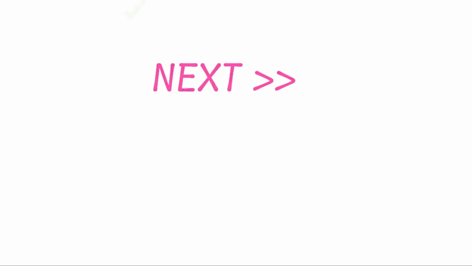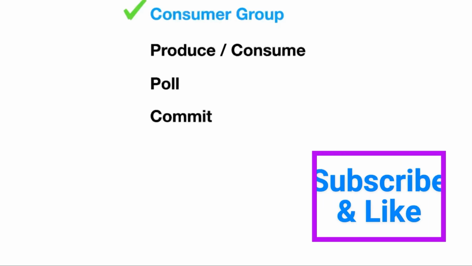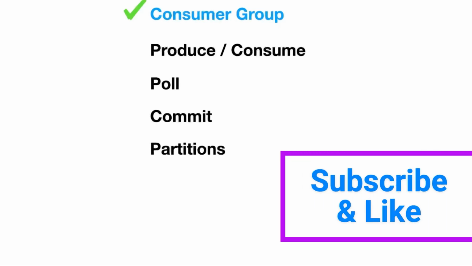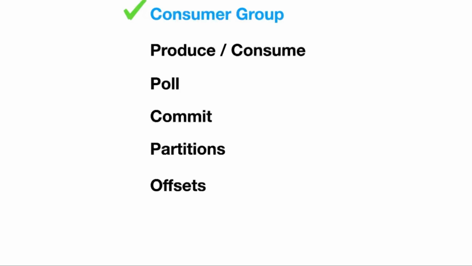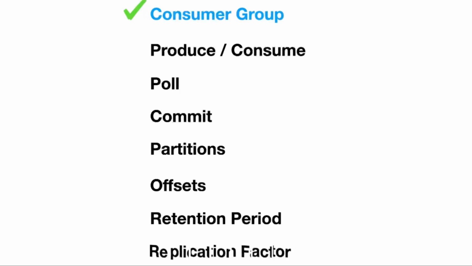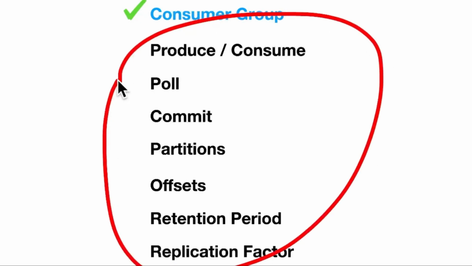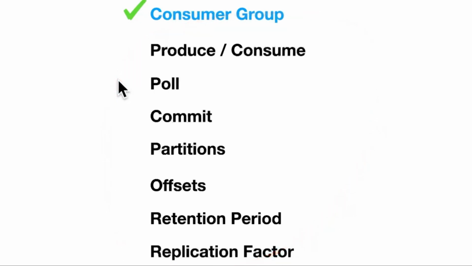So what's next? Now we have covered what a consumer group is, and you can go to the channel and look for other videos where it covers producing and consuming, then poll, commit, partitions, offsets, retention period, and replication factor. All these concepts are very much required to work in the Kafka ecosystem. The most important bit is produce, consume, poll, and commit.